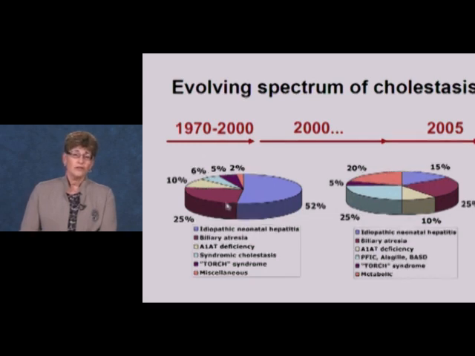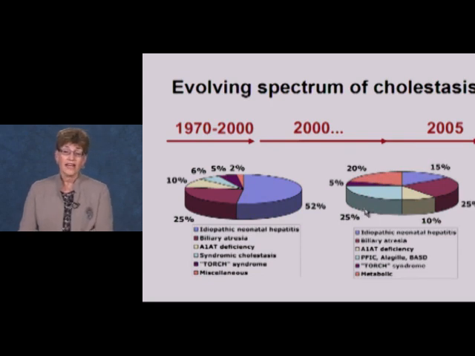Biliary atresia, which is responsible for about 25% of cholestasis, has remained the same over the years, still 25% when it was last looked at. And 10% here is alpha-1 antitrypsin deficiency, still remains 10%, and the infectious etiology still remains about 5%. What's changed particularly is this category here, which are the intrahepatic cholestatic syndromes that we are going to talk about.